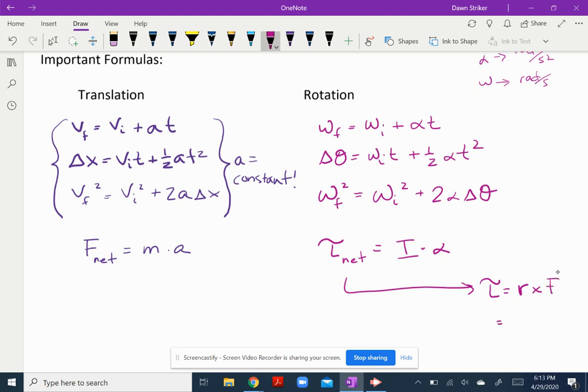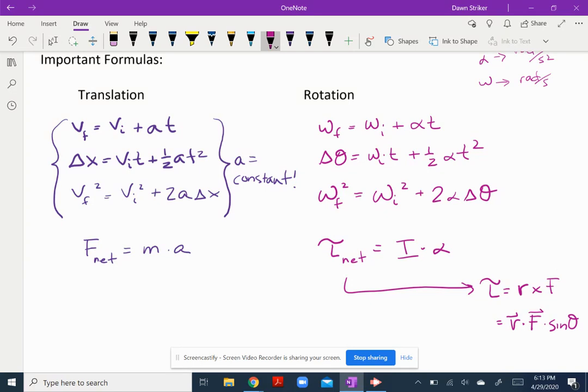And what that really means is it's the radius vector. What is the radius vector? It is the radial vector from the axis of rotation to where the force is applied. That's how long it is. So it goes from the axis of rotation to where the force is applied. Radius vector multiplied by the force vector multiplied by the sine of the angle in between those two.